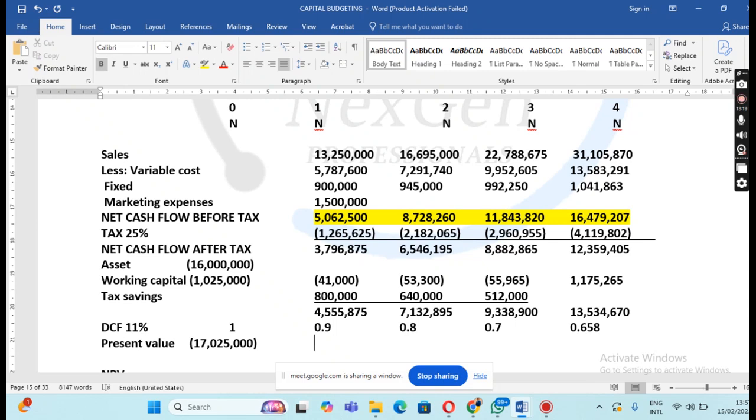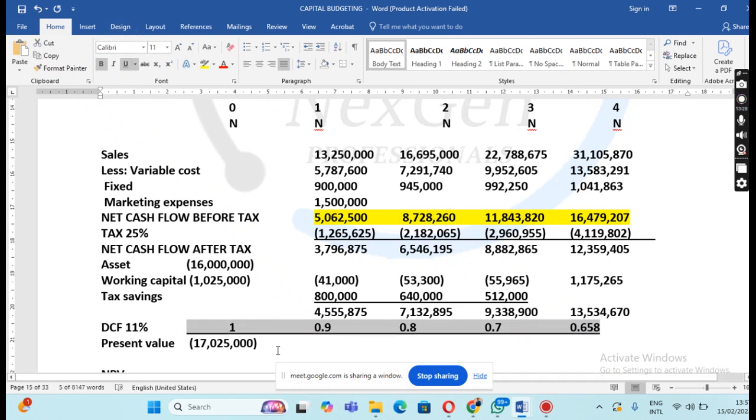Okay, please multiply so that you will have your present value. I'm coming. Okay, so what do you have? For 17 million, year 0. Year 1, 4,100,288. Year 2, 5,784,850.